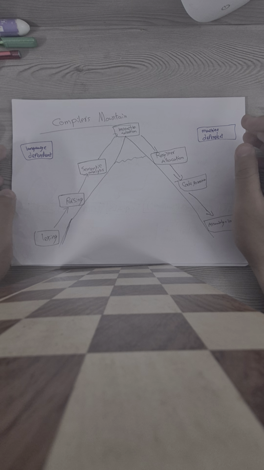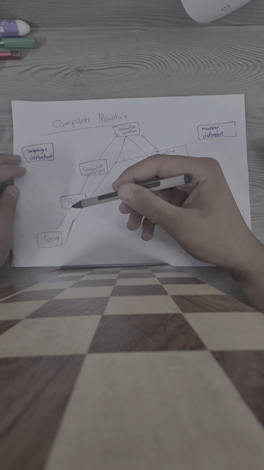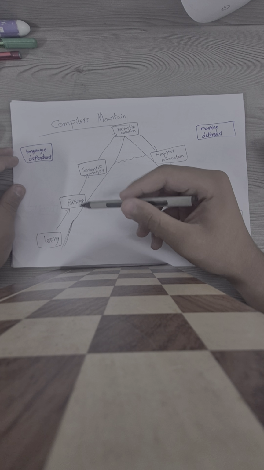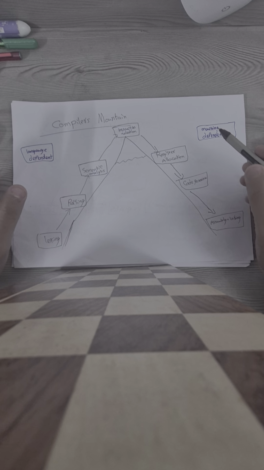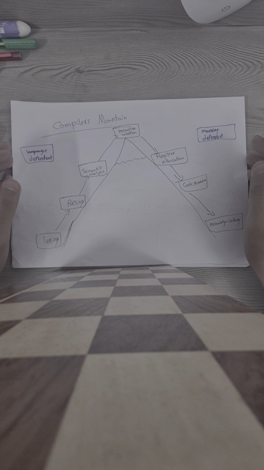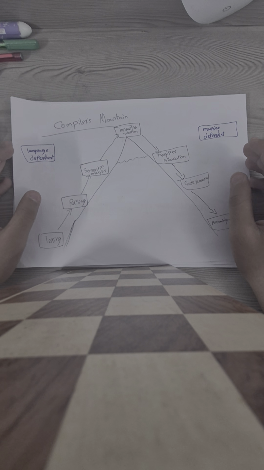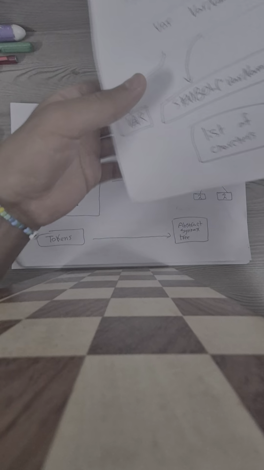Here's a high-level representation of the compiler. On the left-hand side, we have language-dependent stages. These are like syntax and stuff like that. And on the right-hand side, we have the machine-dependent stages, such as register allocation, how the memory works, memory layouts, and all of that stuff.